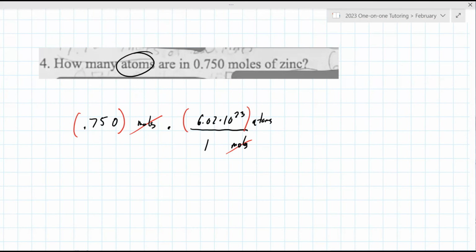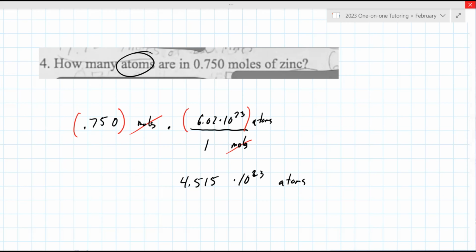4.515 times 10 to the 23rd. Yes, that's right. And then you have to get the right units at the end here, atoms. All right, let's keep going here.